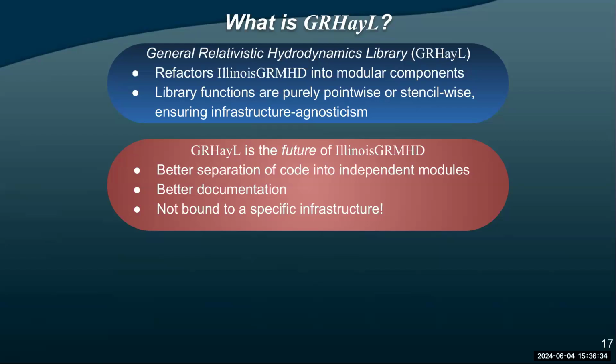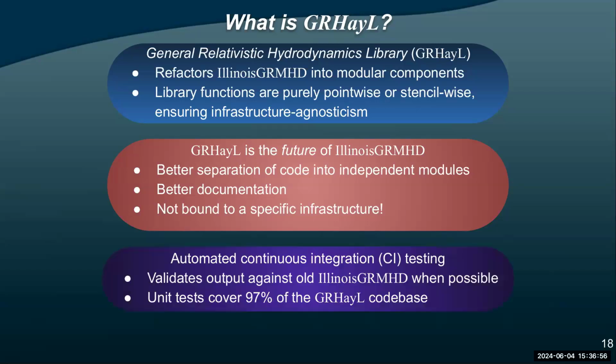And of course, now GRHayL isn't bound to the Einstein Toolkit, so people can freely develop an IllinoisGRMHD-like code in whatever infrastructure they want. I'm not going to really focus on that too much since this is obviously about the Einstein Toolkit more than other infrastructures. But if you do have an infrastructure that you use outside of the toolkit, you can also consider GRHayL to develop a GRMHD code there.